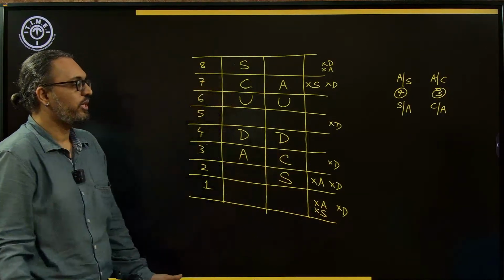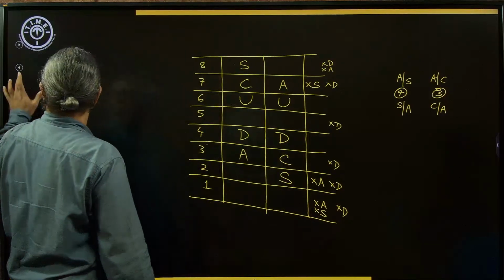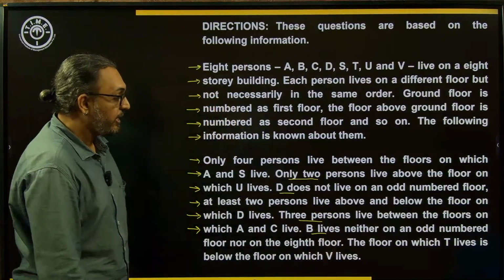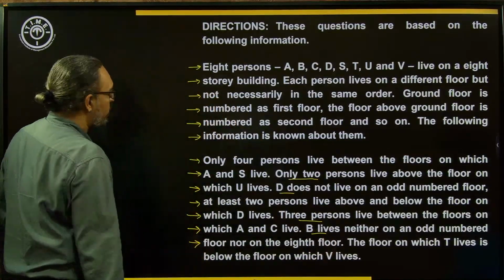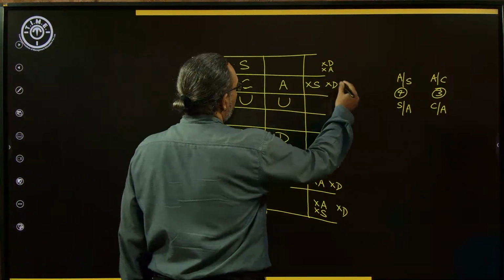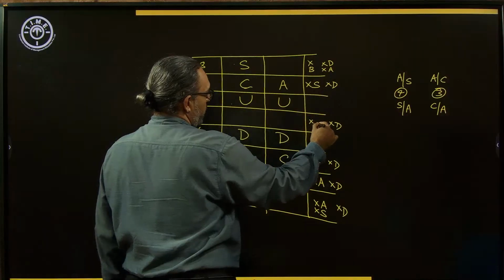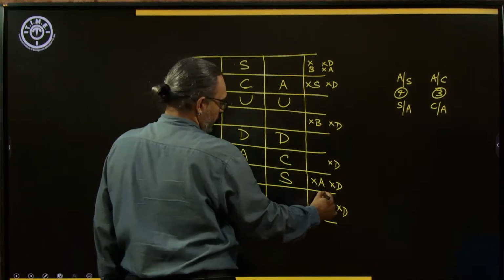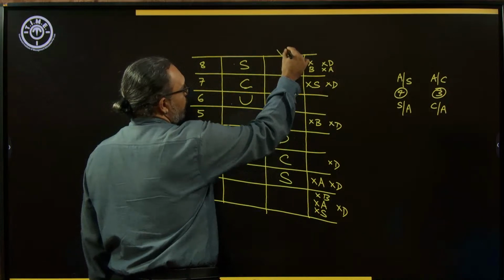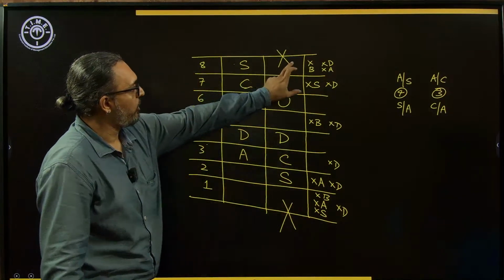So that means these are the 2 cases we will have to look into. Understood? Right. Then further what he says, B lives neither on an odd numbered floor nor on the 8th floor. So B is neither on an odd number nor on the 8th. So B cannot be here and here. Then in that case, this is ruled out. The second arrangement is ruled out, because the 8th floor cannot have B.